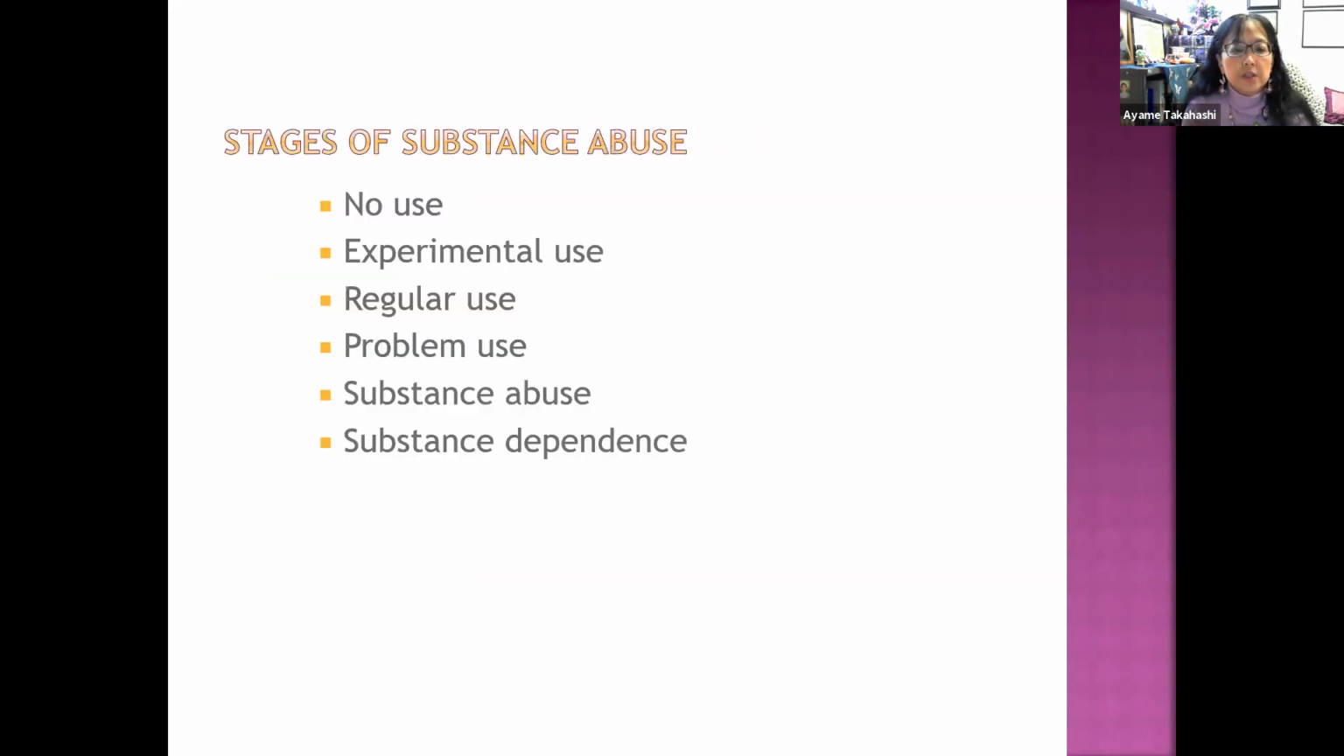So these are the typical stages of substance abuse. Well, of course, stage 0 is no use at all. Experimental use, that's fairly common among teens, where they maybe use once or twice and they don't get hooked on it. Then there's regular use, then problem use, then it becomes substance abuse, and then progresses to substance dependence.